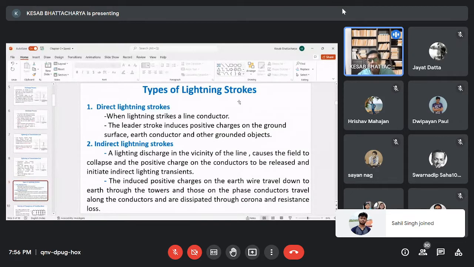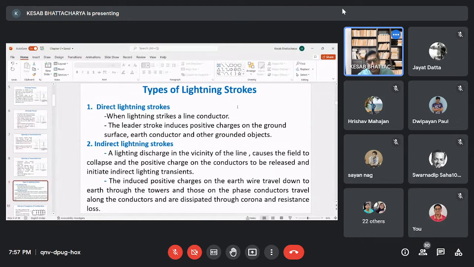Now, types of lightning strokes. There can be two types of lightning strokes. One is direct lightning stroke, and the other is indirect lightning stroke. Direct lightning strokes are what? Direct lightning stroke is when the lightning strikes a line conductor directly, or the leader stroke induces positive charges on the ground surface, earth conductor, and other grounded objects.